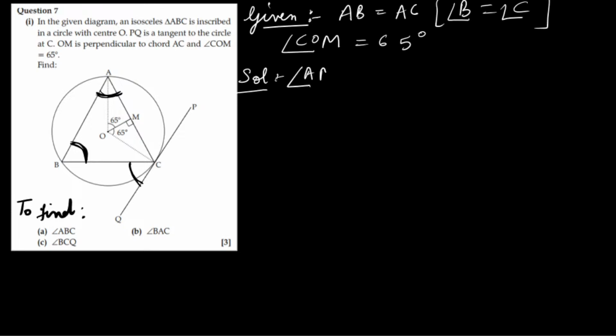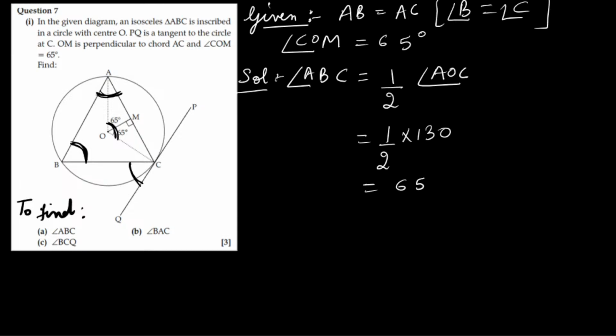So why is it equal to 65 degrees? Yes, it is half of angle AOC. And AOC is how much? AOC is a sum of AOM and COM. Here, AOC is 65 plus 65, which is equal to 130 degrees. So half of 130 degrees is equal to 65.